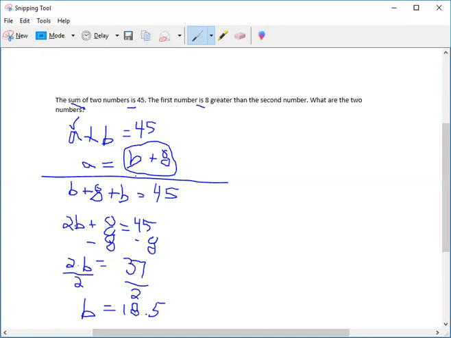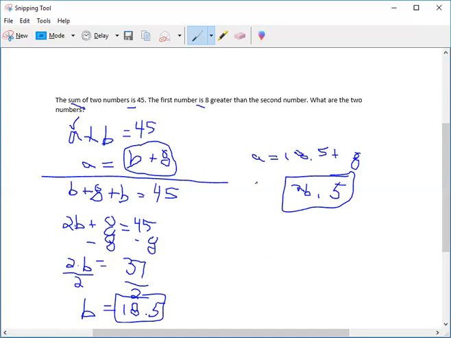Now I pick one of these equations. It doesn't really matter which. I'll use this one. Seems pretty easy to find a. A equals b, which is 18.5, plus 8. I add those up, get 26.5. Okay, so then I have my two numbers. Oh, my handwriting's terrible here, sorry. 26.5 and 18.5.